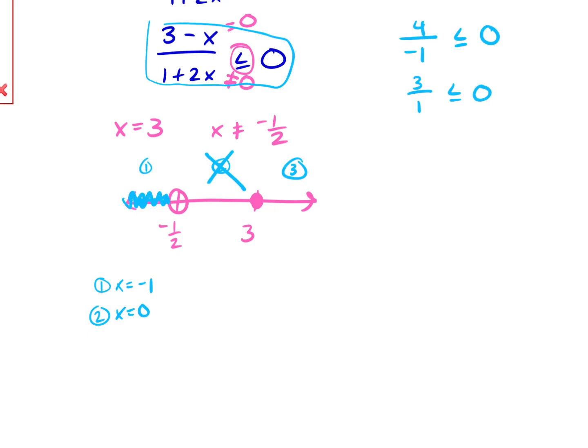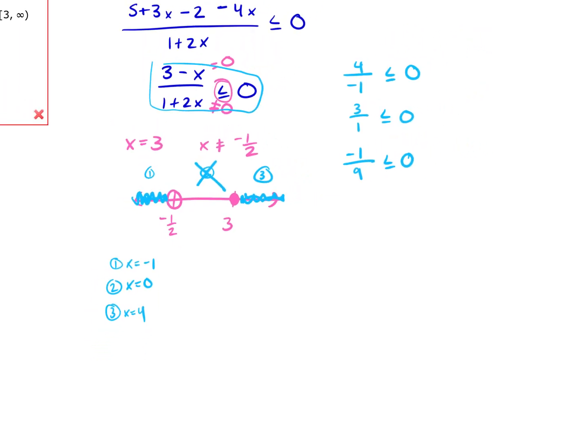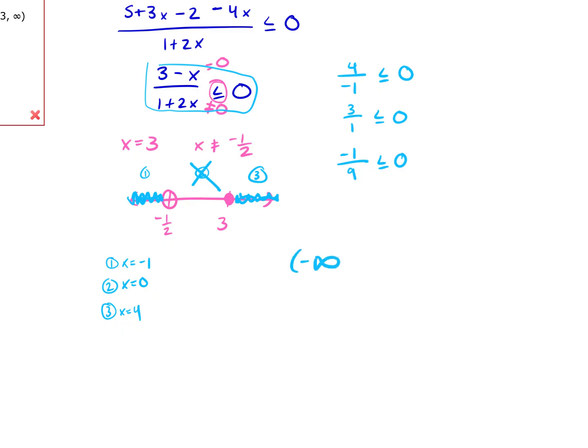And then, just for fun, let's test our right side too. So the third interval over here, what's a number greater than 3? 4. So 3 minus 4 would be -1 over 1 plus 8 would be 9. Is -1/9 less than or equal to 0? Yes. So the right side works. So then here, our answer would be -infinity to -1/2 with a parentheses, and then bracket 3 to infinity.